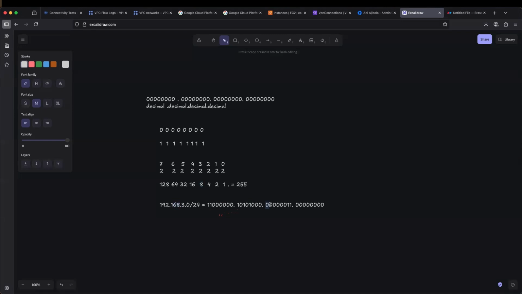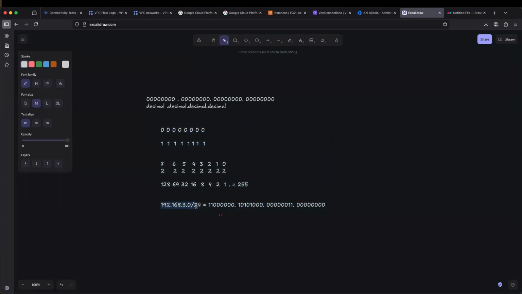But if we look at this, what makes 3? Then we start from here. The first two bits are then turned on, which is 1 and 2, which is 3. Then the last octet is all zeros. So this is how you would be converting this to decimal.